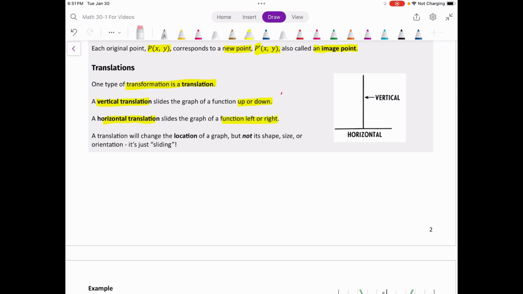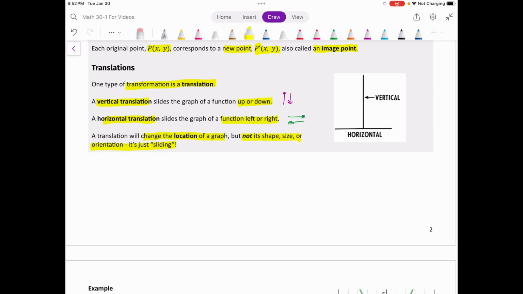I'm actually going to change my colors here just because I know how I color code later in this lesson. Left or right, horizontal. Okay. Now a translation will change, like we said, the location of a graph, but not its shape, size, or orientation.